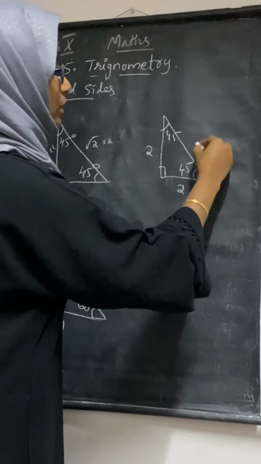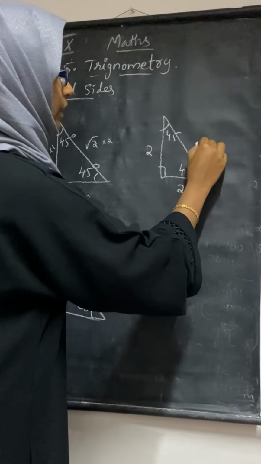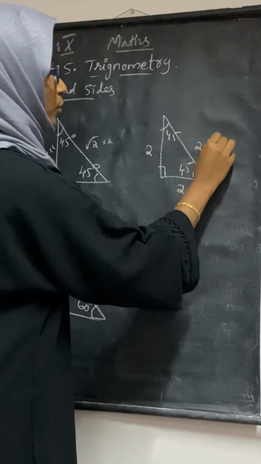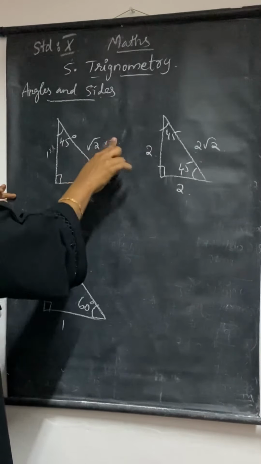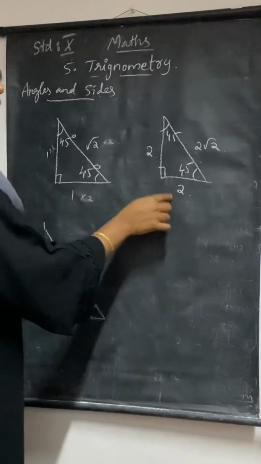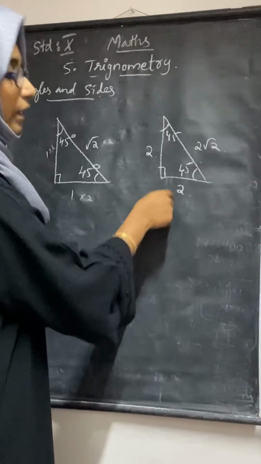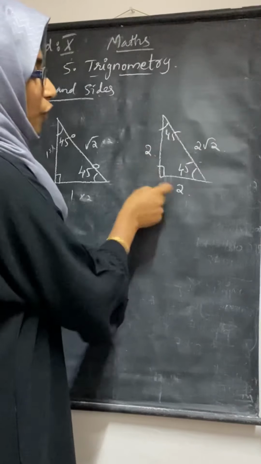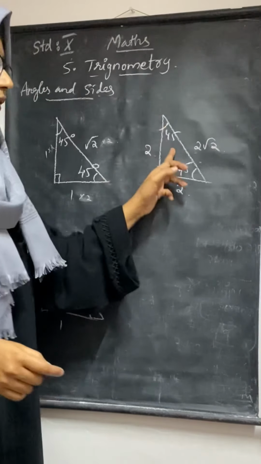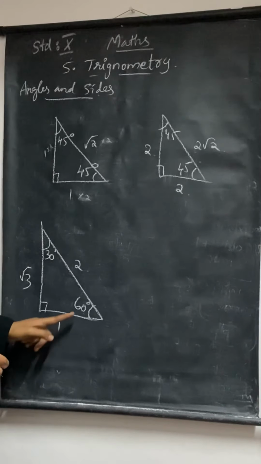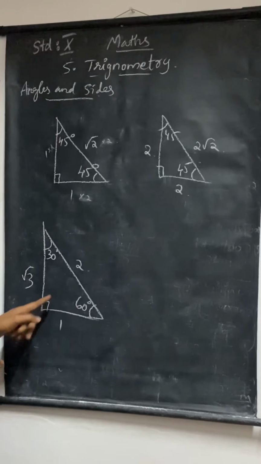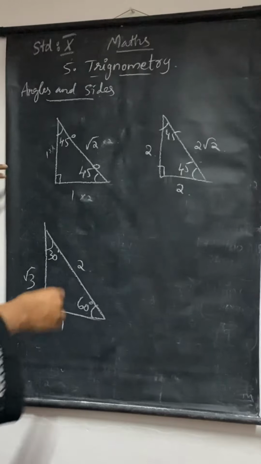And this 90 is opposite what will be? 2 root 2. So 2, 2, 2 root 2. So 1, 1, 1 root 2. If it is 3, 3, 3 root 2. If it is 4, 4, 4 root 2, like that it goes from this triangle. Now, in this case, 30 is opposite will be 1, 60 is opposite will be root 3 and 90 is opposite will be 2. So, this is the ratio.